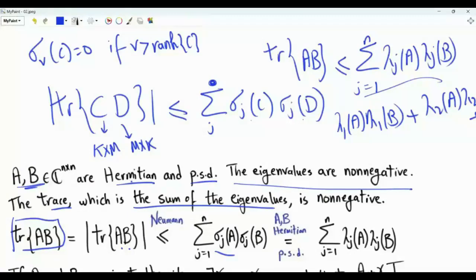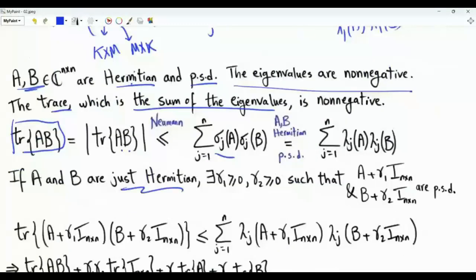What if A and B are not positive semi-definite? So here is the trick. If A and B are just Hermitian, there exists gamma 1, a non-negative real number, and gamma 2, a non-negative real number, such that A plus gamma 1 times identity and B plus gamma 2 times identity, both those matrices, are positive semi-definite.